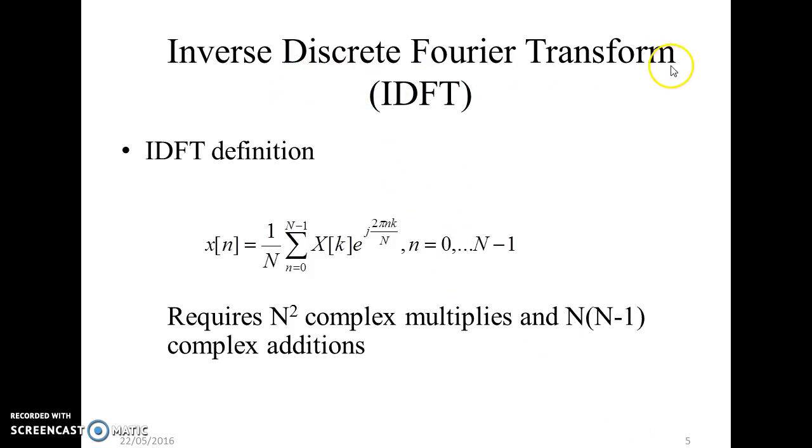Inverse discrete Fourier transform, IDFT. IDFT definition: x of n equal to 1 upon N summation over k equal to 0 to N minus 1 X of k e raised to j 2 pi nk upon N for small n equal to 0 to N minus 1. It requires N square complex multiplies and N into N minus 1 complex additions.